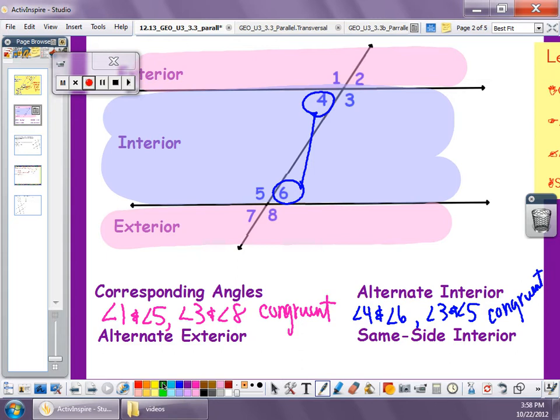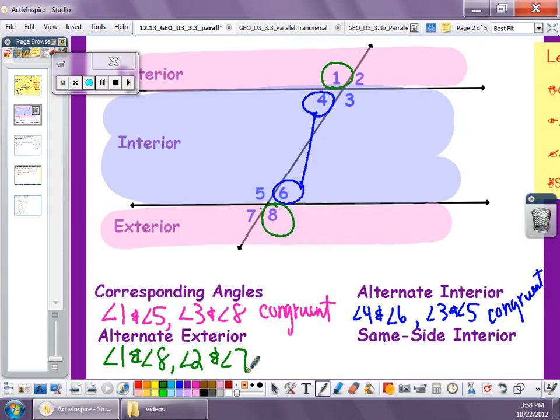And the next set, alternate exterior. So if I'm looking at the exterior, it's the pink or purple or mauve, whatever color you want to call it. I'm sure someone can let me know tomorrow. Alternate means not on the same side of the transversal. So if I say 1, I go to, here's my transversal right along the middle, I go to the opposite side of it, that would be 8, and they're both on the exterior. So angle 1 and angle 8. I could also say angle 2 and angle 7.